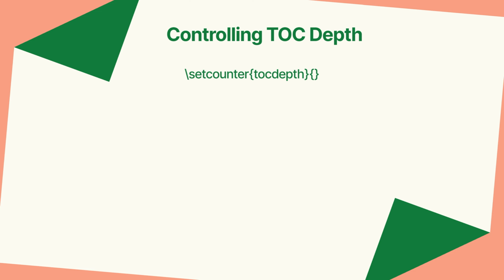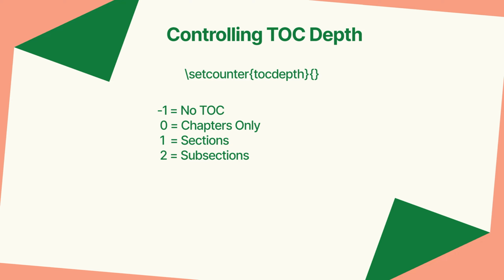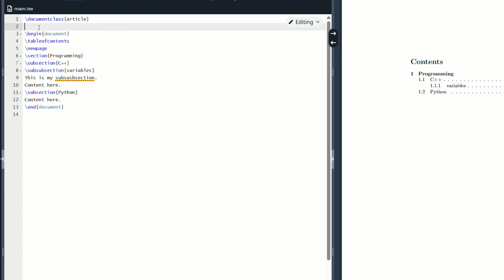Next we'll learn controlling TOC depth. So here \setcounter with curly braces tocdepth is the command used to control the depth of the table of contents. For example, -1 shows no table of contents, 0 shows chapters only, 1 shows sections as well, 2 means you have to show subsections, and 3 means you have to show subsubsections as well. Now let's implement this.